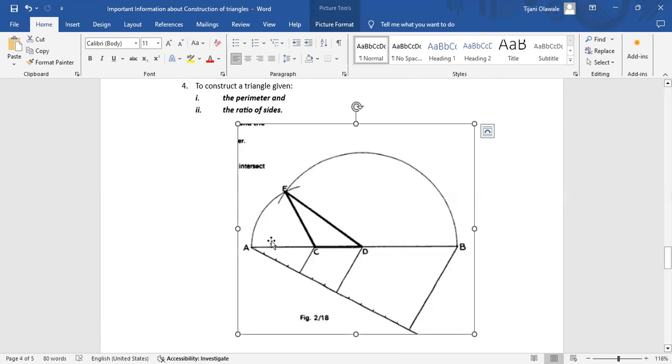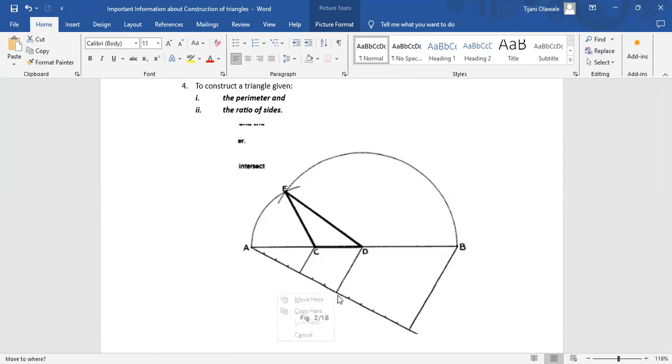So we are given the perimeter. AB is the perimeter of the triangle. Then we sum the ratio together. That means 4 plus 3 is 7, and 7 plus 6 gives us 13. If you count the number of divisions on this line, we have 1, 2, 3, 4, 5, 6, 7, 8, 9, 10, 11, 12, 13. So now we divide this line into 13 equal parts, and that's why we have these lines, which are parallel to each other.